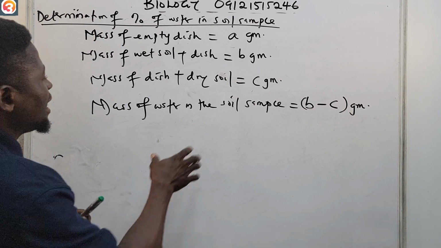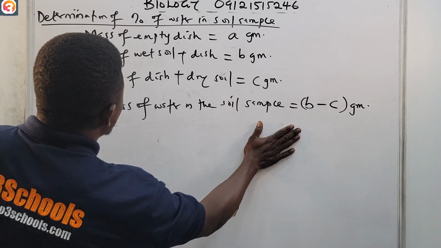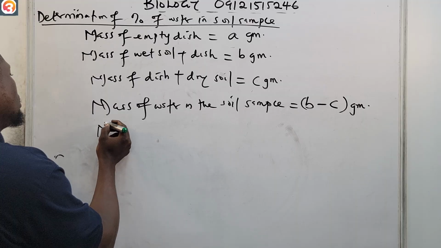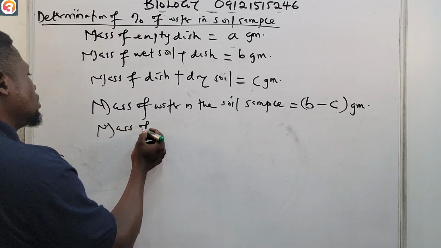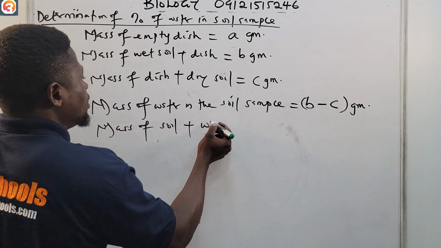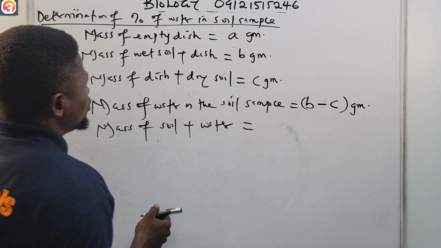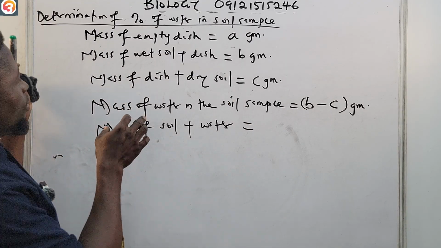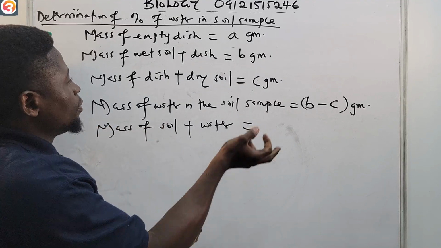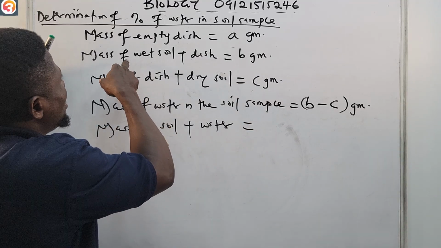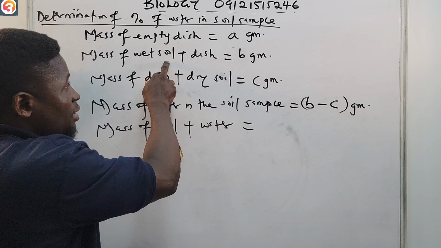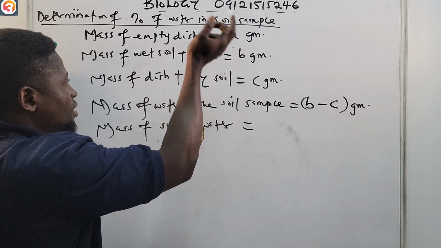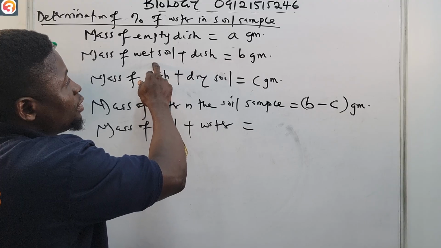Now, up next, after looking for the mass of water in the soil sample, I also look for the mass of soil plus water. Now, how do I get the mass of soil plus water? Where's the mass of soil? Mass of soil plus the water. So this is the mass of wet soil. We have the mass of wet soil here plus dish. So that means this soil has the water, isn't it?